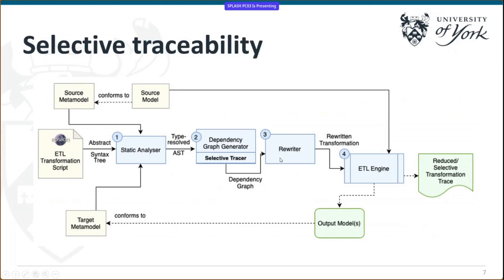and then the rewriter will give us a rewritten transformation, which will then be executed by the ETL engine, and then we will get the output model, which would be the same as we would get by the normal ETL execution, but with the selective transformation trace, not the whole transformation trace.